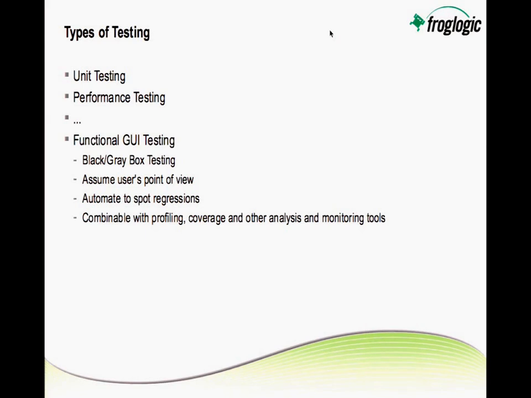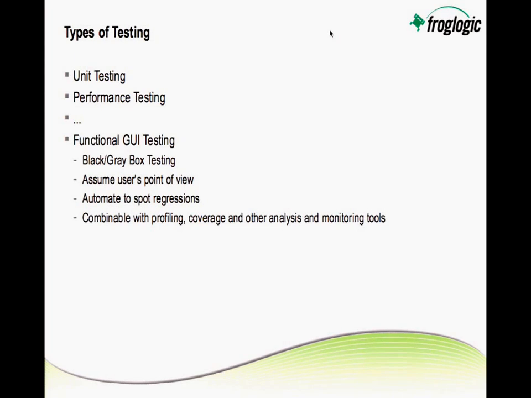So what different types of testing are there? There are, of course, many different types. I guess the most common type of testing from the development point of view is unit testing, where you test your classes, your code, with knowledge of the source code, on the API level. Then there are other types of testing like performance testing, stress testing, load testing, and then there's the area of functional GUI testing, which is what we're talking about here today.